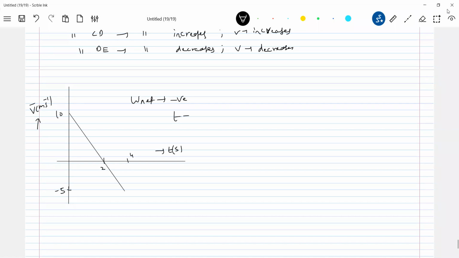At t equal to 0, what is the speed? 10 meter per second. At t equal to 4 seconds, what is the speed? 5 meter per second. Look at the speed, increase or decrease? Decrease. So net work done is negative. So what all you'll get?